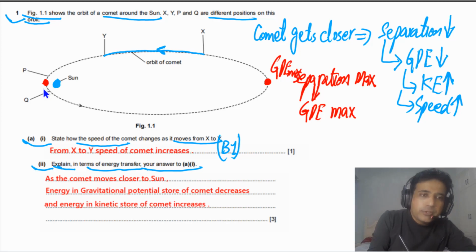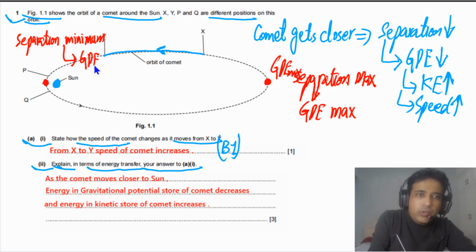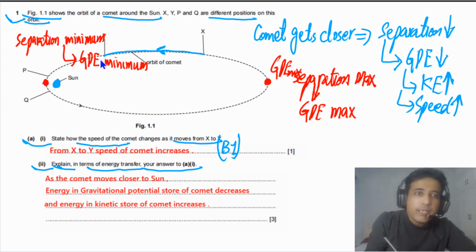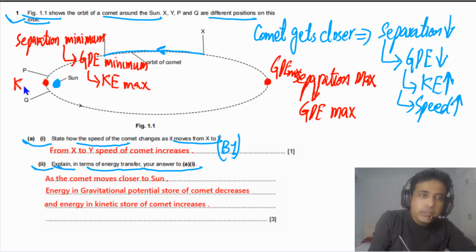Now if you look at this point, the separation between the comet and the sun is minimum. As separation is minimum, it means that the GPE of the comet is minimum. Actually, when we talk about potential energy, this is the energy of the system. So at this point, the energy of the system is minimum. And the kinetic energy of the comet will be maximum. So these 2 points are very important. At this point, GPE is maximum. At this point, KE is maximum.